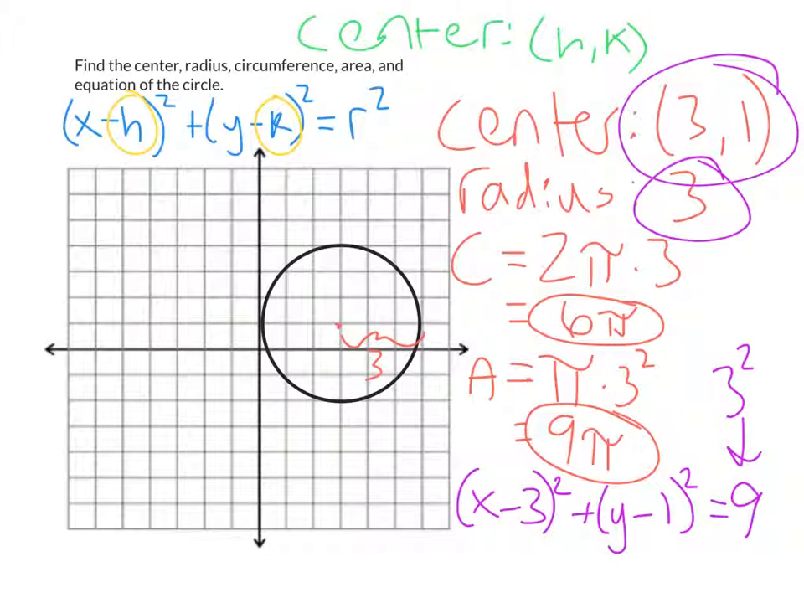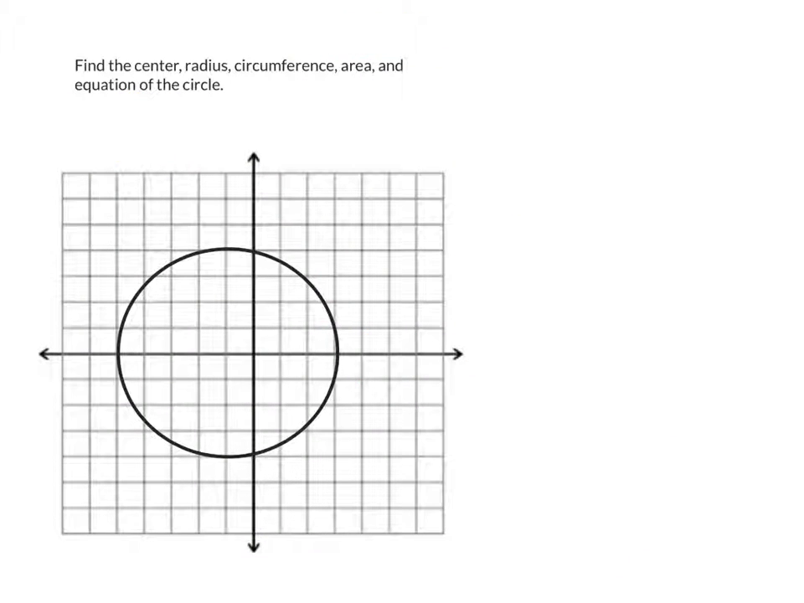We're going to do a couple more examples with this as well, but that's pretty much it for this video. We'll just practice a couple more. Alrighty, find the center, radius, circumference, area, and equation of the circle once again. Alrighty, so my center looks like it's going to be right about here. We can double check that as well.